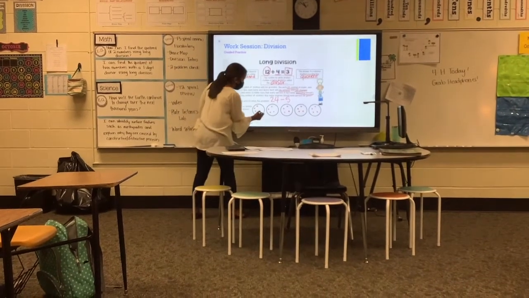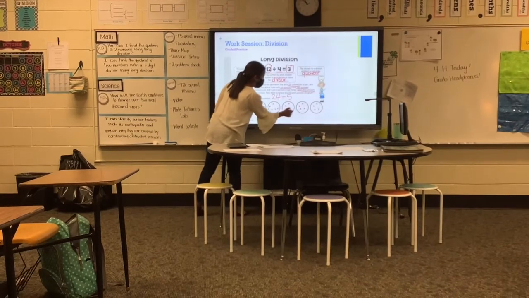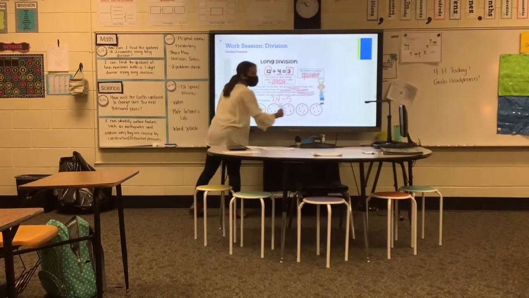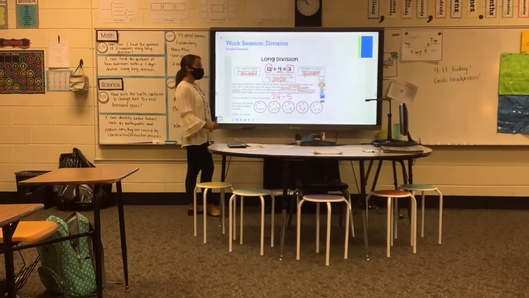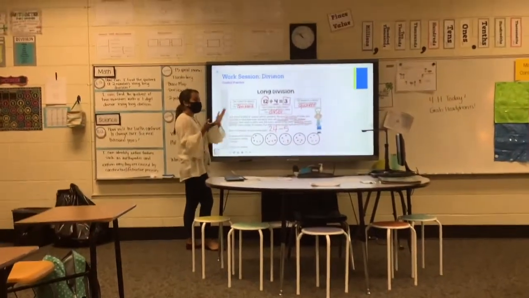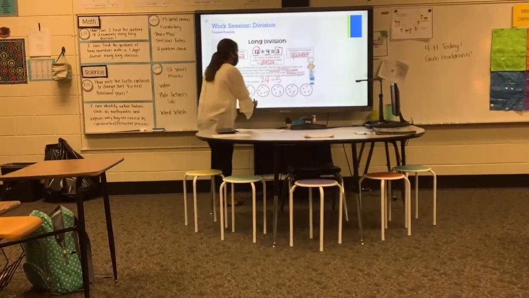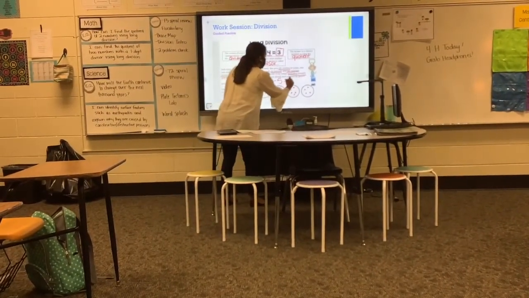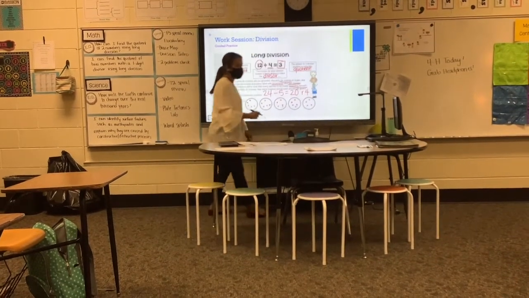Because if we did this, then one would be left without five cookies. So whenever we have some left over, what's that called? Remainder. Remainder, yeah. So it's going to be 20 with a remainder of four.